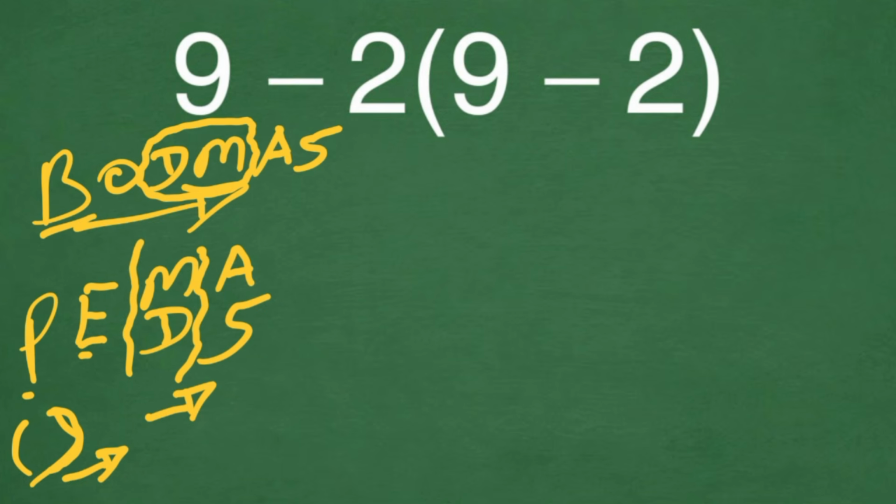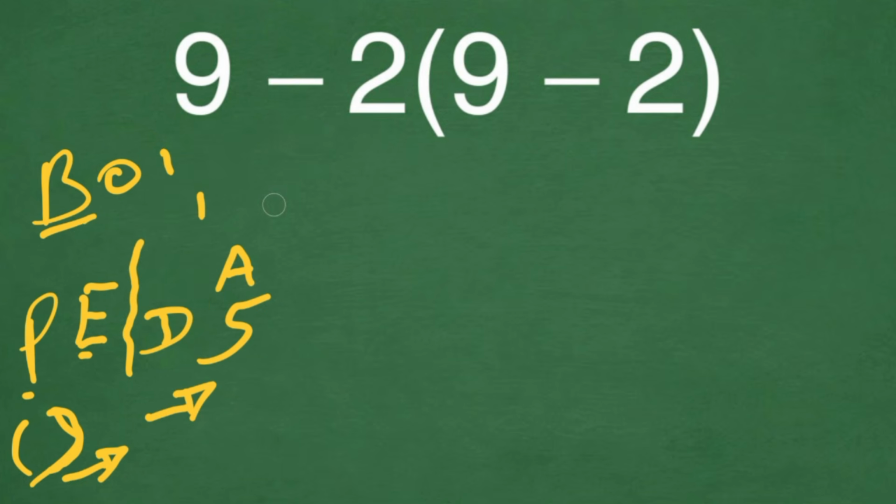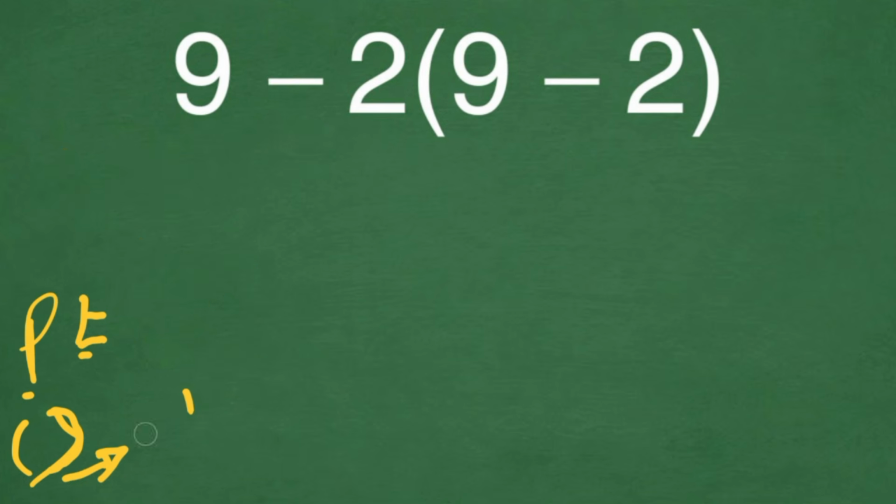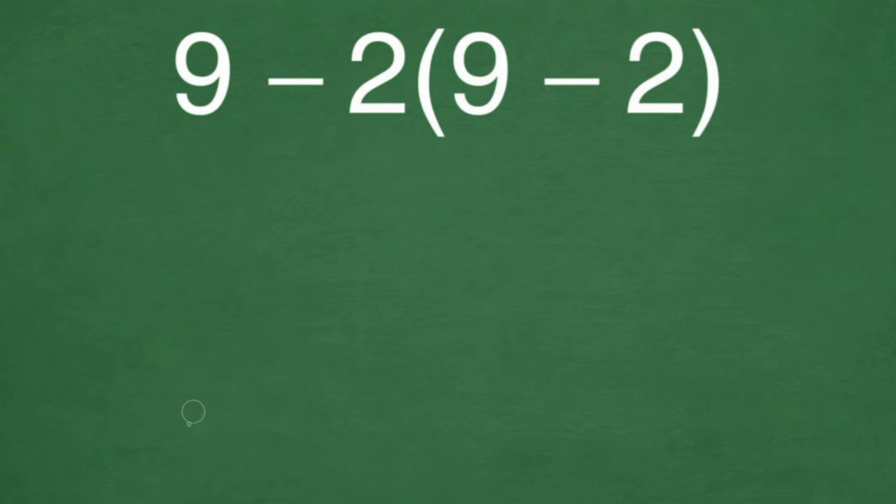So that being said, let's go back to our problem and solve this correctly. 9 minus 2 is going to be the first thing to do, because it's inside the parentheses, and the parentheses are the first thing we need to solve. So 9 minus 2 gives us 7.